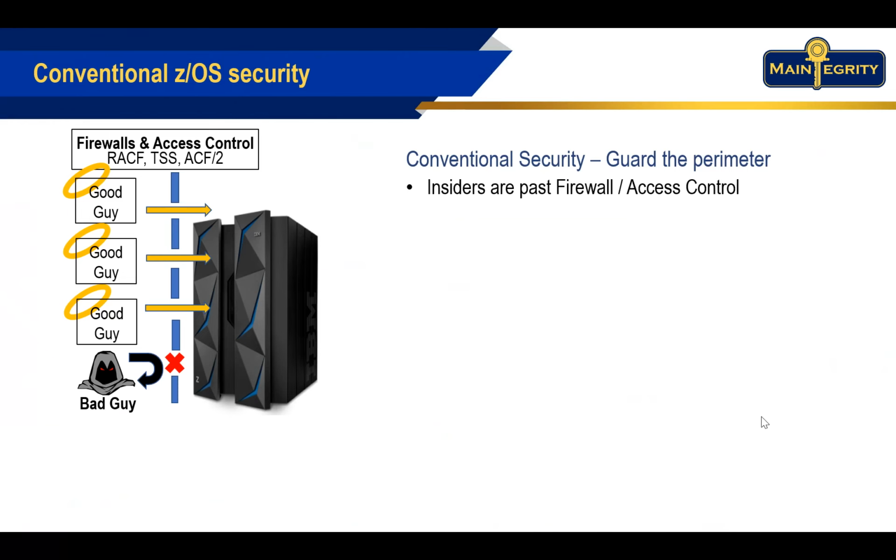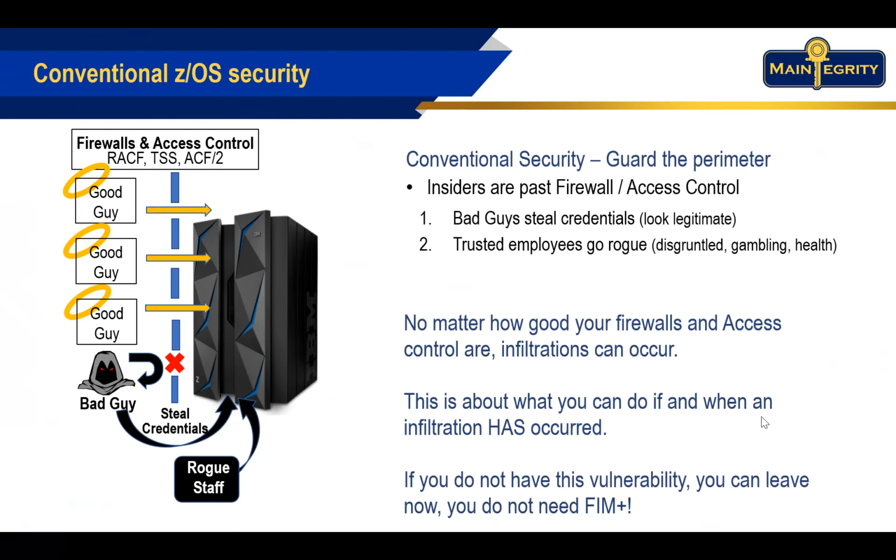With the tried and true conventional security measures, RACF, Top Secret, ACF2, and firewalls, what you're doing is limiting access to known and trusted people. These tools are very good at that. Bad actors can steal credentials, but also previously good employees can succumb to addiction or gambling problems, and then, in order to get money, sell you out. The point here is that insiders are past RACF and the firewall.